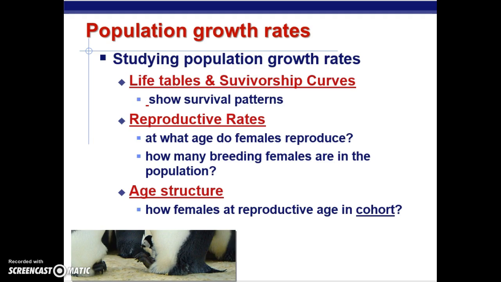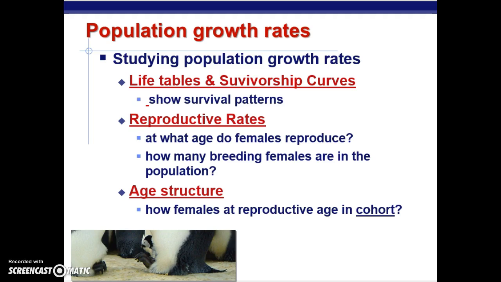So when we're looking at population growth rates, we're going to be looking at life tables. We're also going to look at survivorship curves, and these are going to show the survival patterns of populations in general. Another way that we can look at growth rate is, of course, with reproductive rates. For example, at what age do females reproduce? Or how many breeding females are in the population?